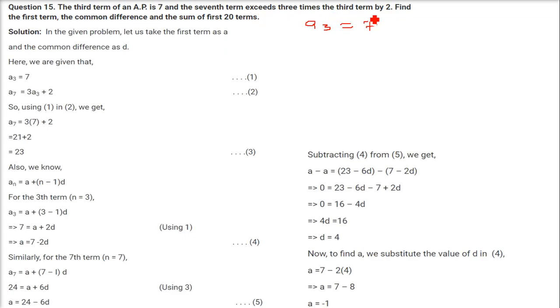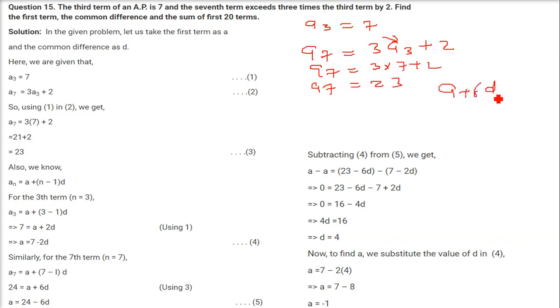The third term of an AP is 7. That is A3 is 7. And the 7th term exceeds 3 times the third term by 2. So A7 exceeds 3 times the third term by 2. A3 is 7, so you can just use A3 here. So A7 will be what? 3 into 7 plus 2. 3 sevens are 21, 21 plus 2 is 23. So A7 is 23. A7 is A plus 6D and A3 is A plus 2D. So we can use these two.